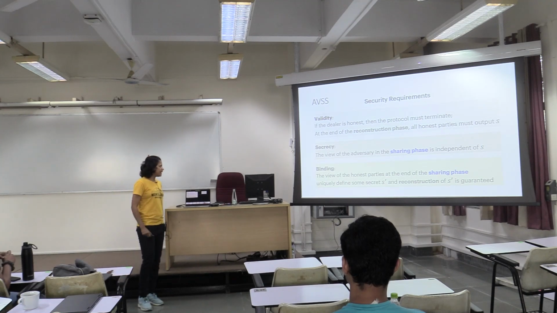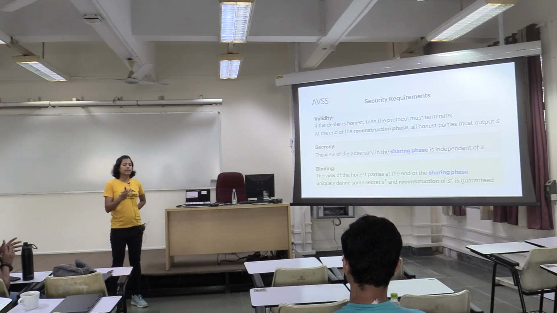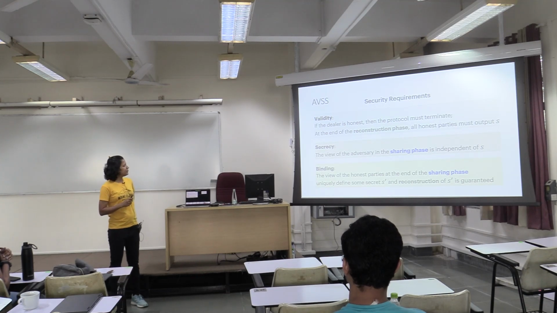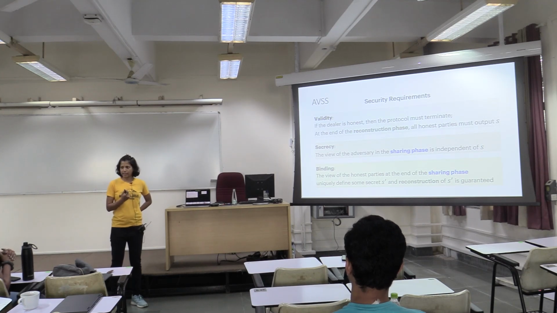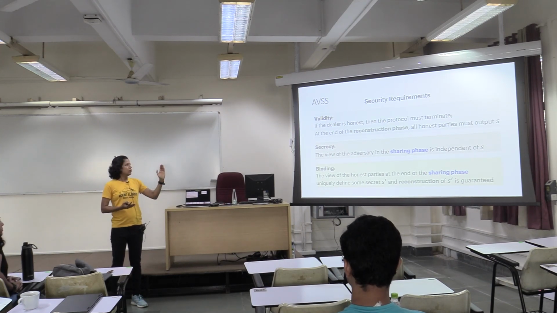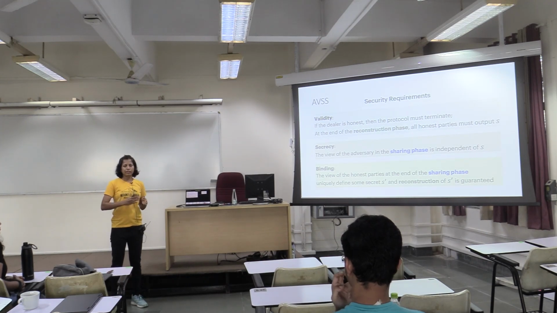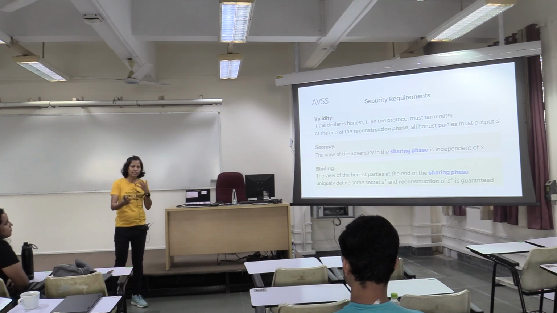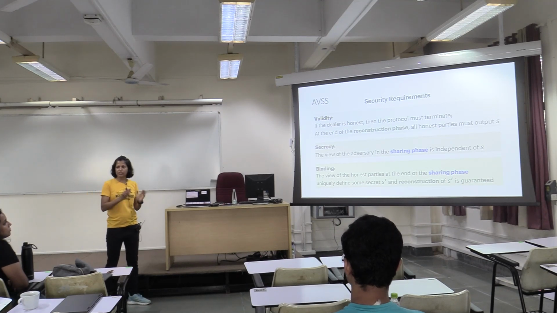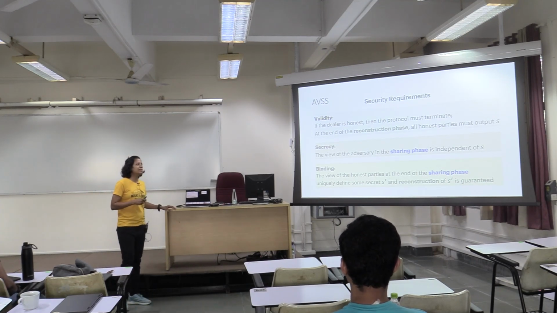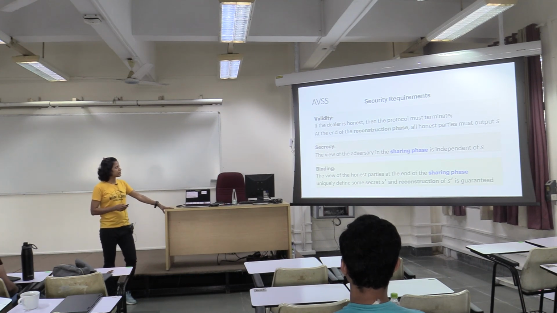And the last property is called binding. Here, it's actually for a corrupt dealer. For a corrupt dealer, again, the view of the honest parties at the end of the sharing phase must immediately define some secret, even though the dealer is corrupt, right? It may try to give conflicting information or shares to the honest parties and leave them at a stage where their shares don't define any secret. That can happen. But ABSS must ensure that the views of the honest parties, which include the shares, must define some unique secret, and the same unique secret must be reconstructed in the reconstruction phase.